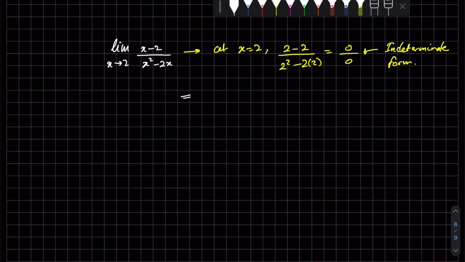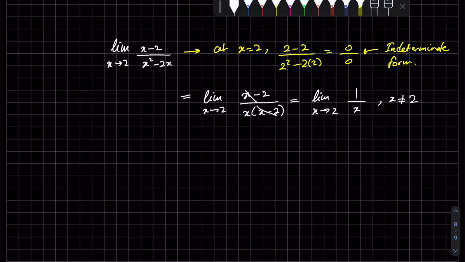Okay, so the strategy here is to realize that we can factor out this x. So this is the same as the limit as x approaches 2 of x minus 2 over x times x minus 2, right? And so we can cancel out the x minus 2 terms, so the limit as x approaches 2 of 1 over x, for x not equal to 2, right? This function is not defined at x equals 2, so this is an important point to state. And now we can simply plug it in, which is just 1 over 2.